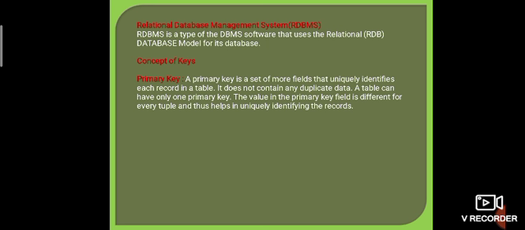मीन्स जिसकी वैल्यू को हम रिपीट नहीं कर सकते, यूनिक वैल्यू जिस फील्ड के अंदर होते, we can set the same field as a primary key. It doesn't contain any duplicate data. A table can have only one primary key. Every table has one primary key. The value in the primary field is different for every tuple and thus helps in uniquely identifying the record. Means its value we can't repeat.